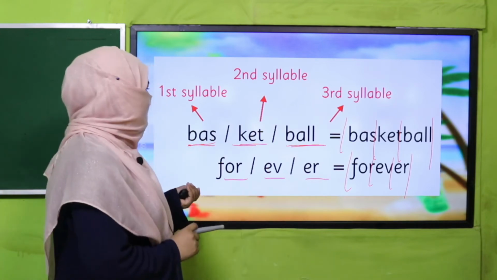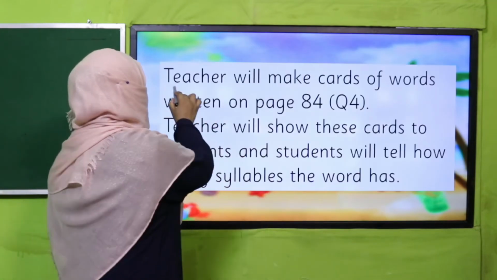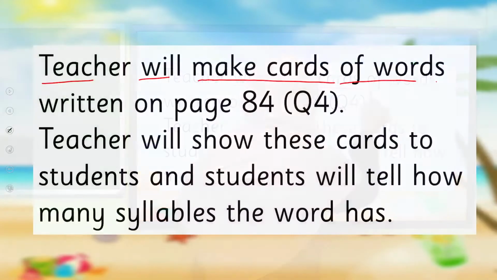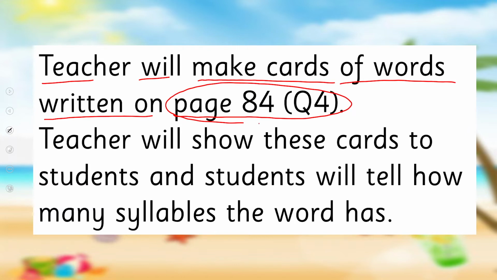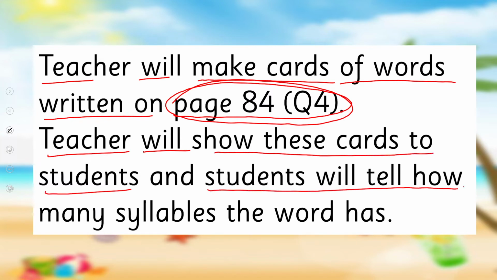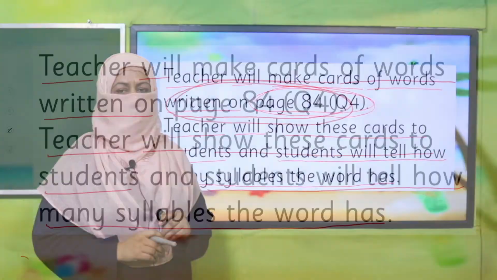All right. So here is an activity. Your teacher will make cards of the words written on page 84. So the word list is there in question number 4. The teacher will make its cards and show these cards to students and students will tell how many syllables these words have. Okay. So pause the video, enjoy this activity and then come back.